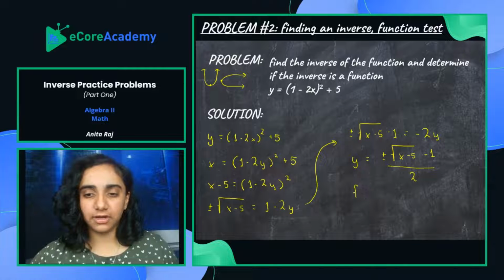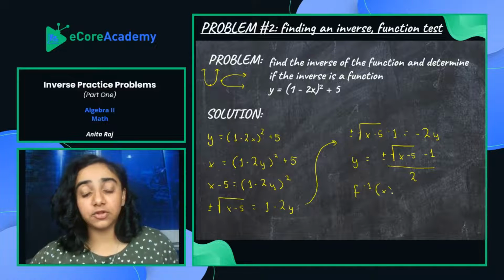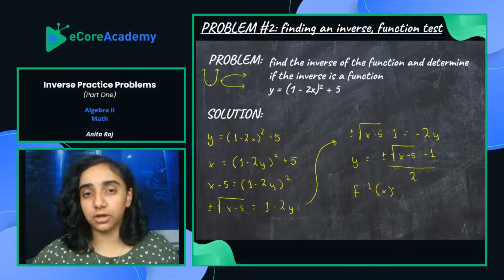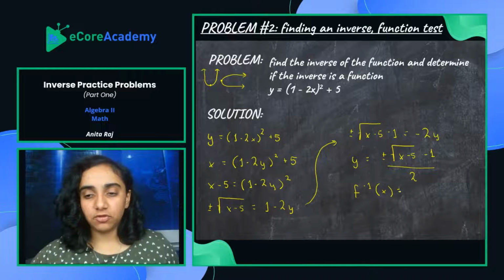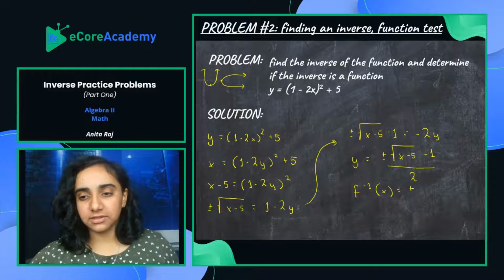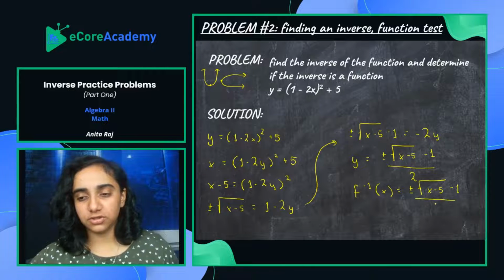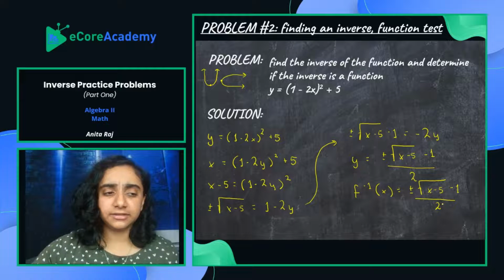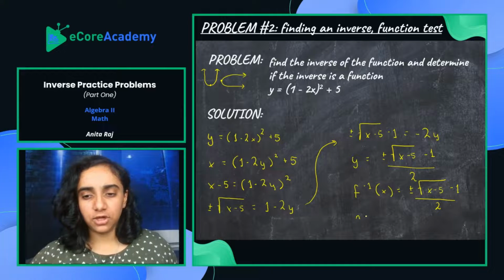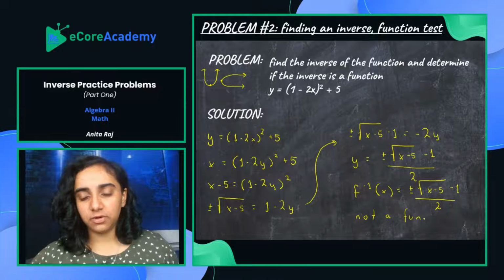We can also rewrite it as f to the power of negative 1, which is also inverse notation. f to the power of negative 1 of x is equal to positive or negative the square root of x minus 5, minus 1, over 2. And now we finally have to determine, is this a function or not? Well, you should already be able to tell this is not a function. You might be wondering, why is that?